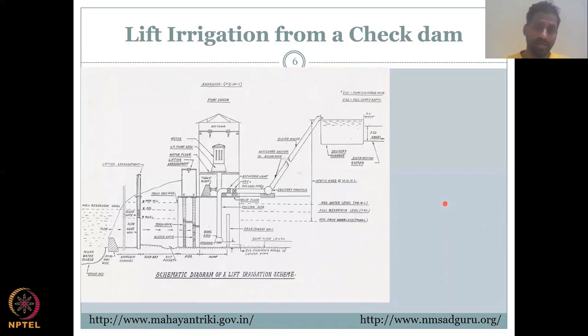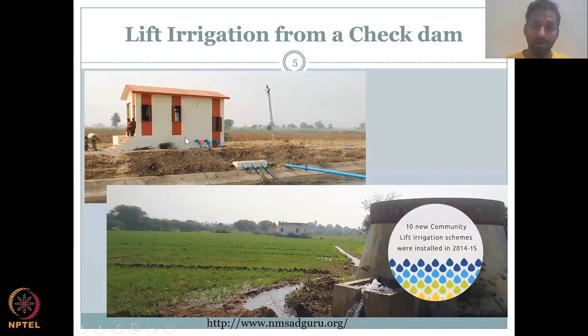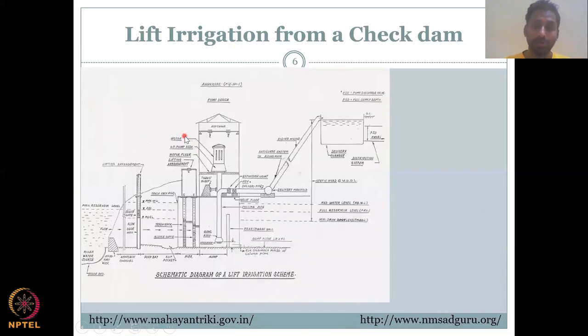Lift irrigation from a check dam. So this is how the schematic works. You have the water in the check dam. You have a pump house, as you see in this diagram. This is the pump house. And then you pump it into a reservoir or a smaller tank where water is stored. And from there, you disperse it to the field.